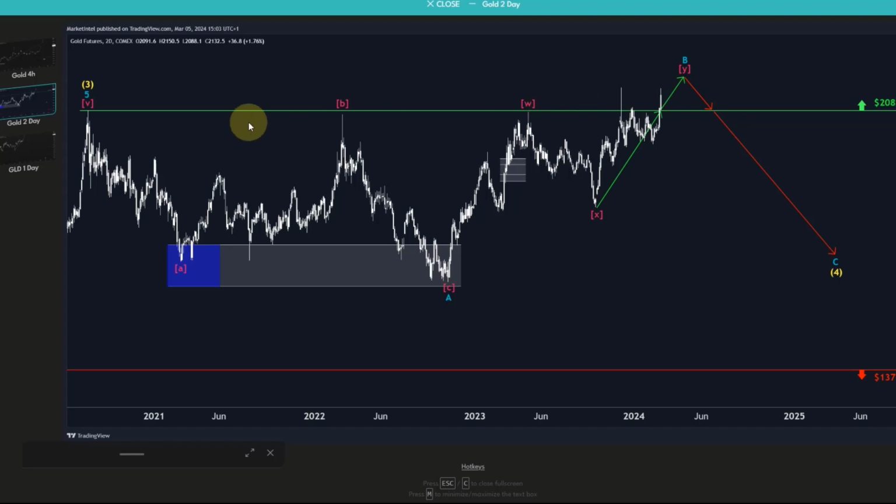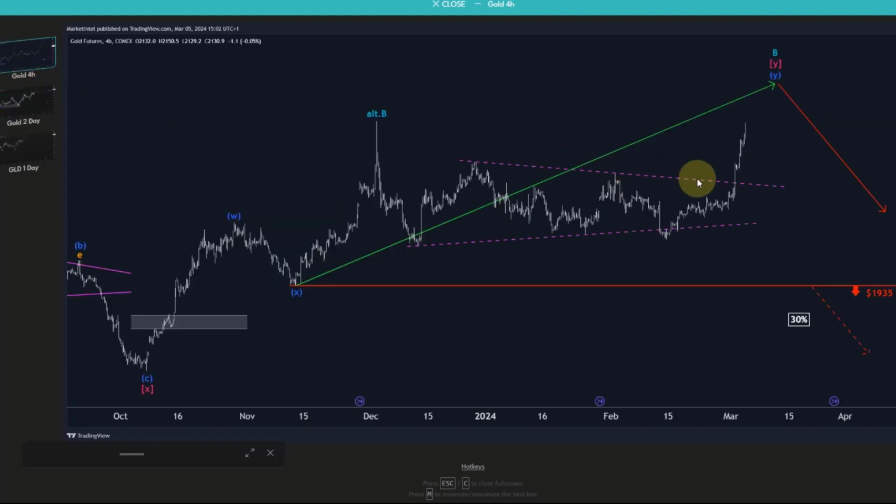Now let's take a look at the 4-hour chart, which shows us a little bit more detail. Here you can actually see how this Y wave in magenta is unfolding. Here you can see that the X wave low, which was October last year, and then a larger WXY in blue started to unfold. Bit of a triangle pattern here, which now broke to the upside, and we seem to be moving towards completing here this Y wave.